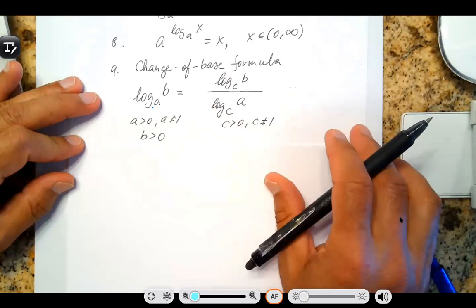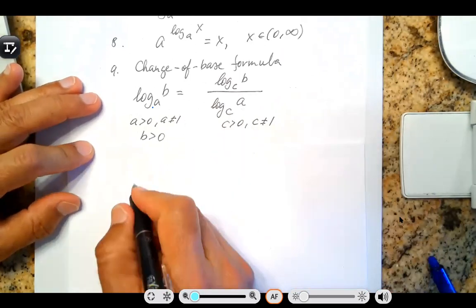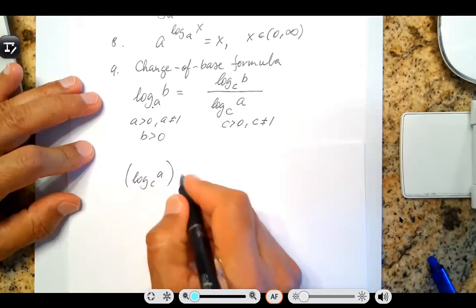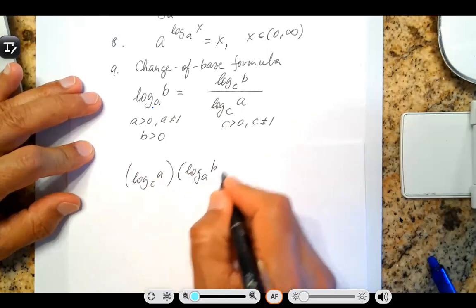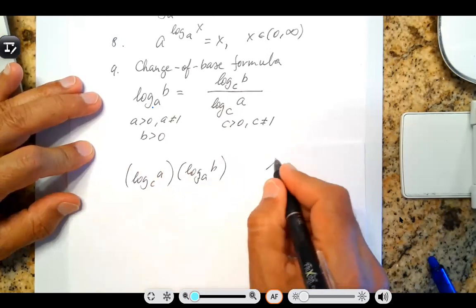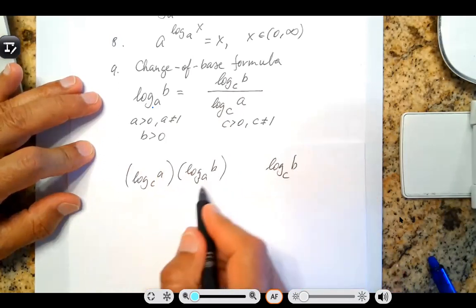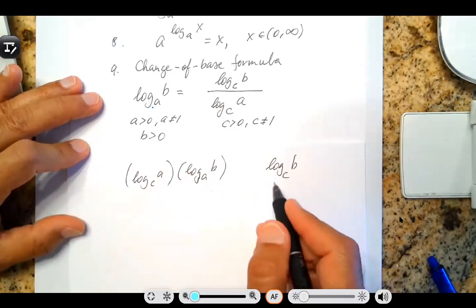So in order to prove 9, I'm going to multiply by log A base. Let's see, log A base times log of B base A. I have to prove that equals logarithm B base. So I have to prove this product of two logarithms equal.